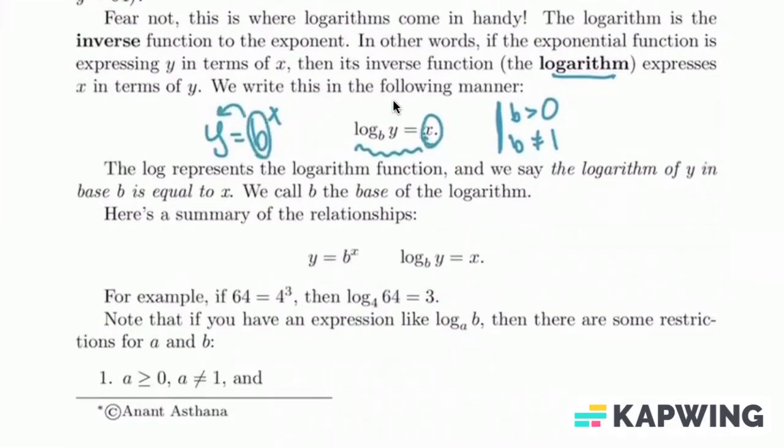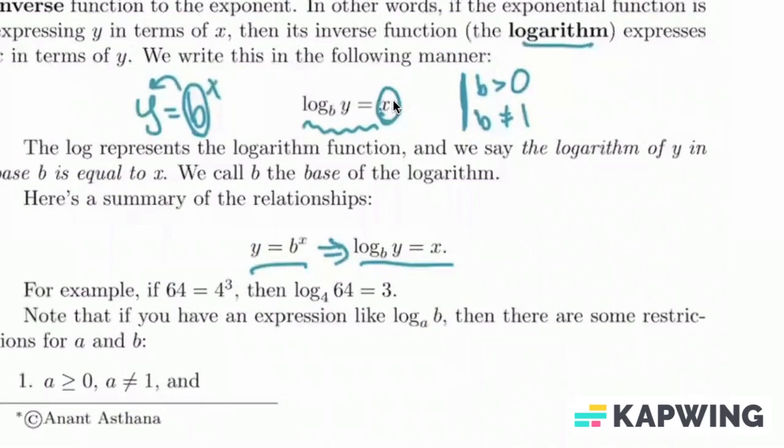And here I have a recap, y equals b to the x. That implies log base b of y is equal to x. Let's take a look at an example. Let's say y is 64, b is 4, and x is 3. So that means 64 is equal to 4 to the third. Alright, so 4 raised to the third power is equal to 64.